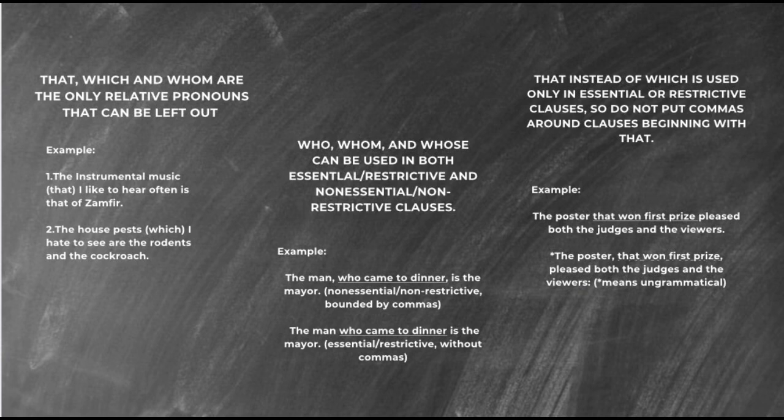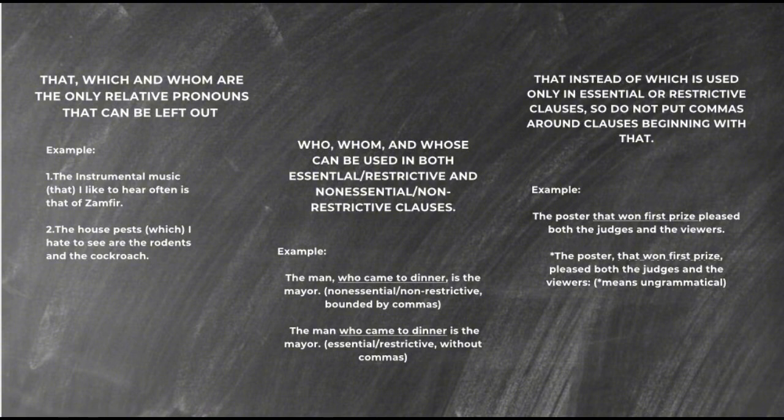The second example is, the house pests which I hate to see are the rodents and the cockroach. The clause which I hate to see is restrictive because it identifies which house pests are being referred to. Omitting which doesn't change the essential meaning because the house pests I hate to see are the rodents and the cockroach.